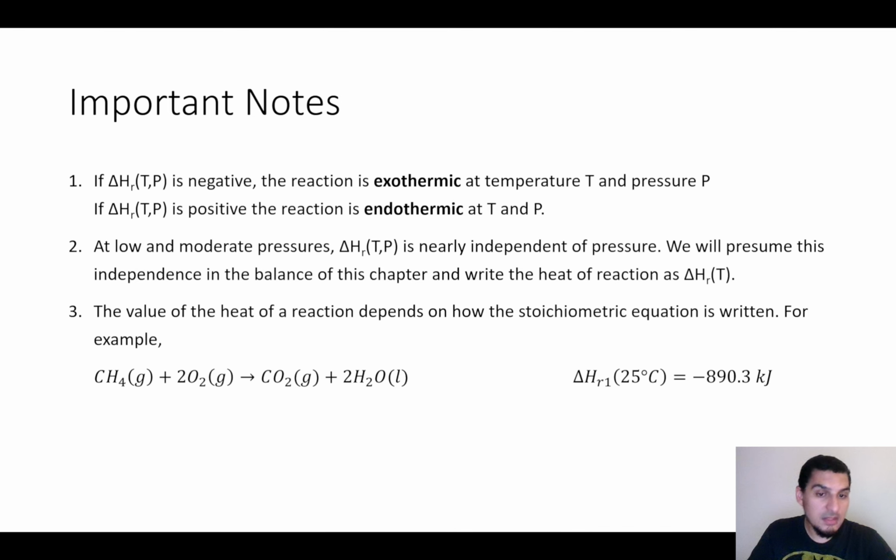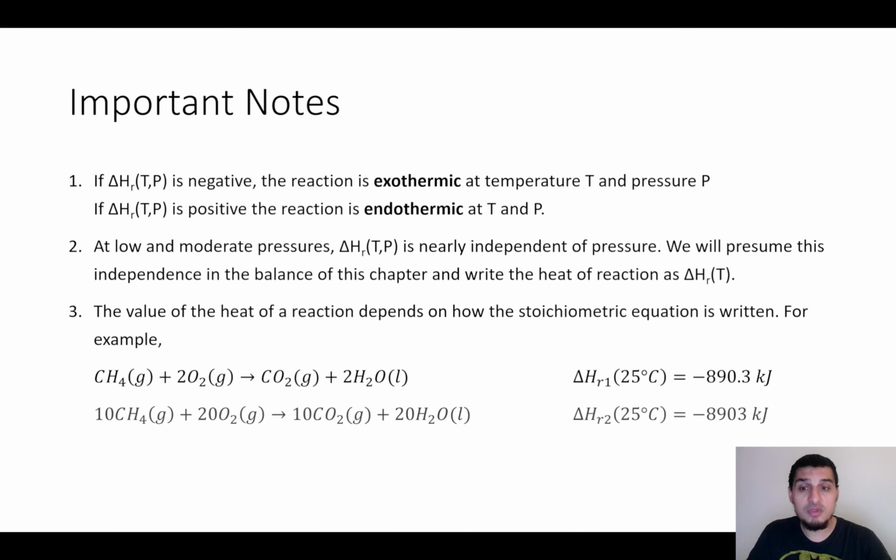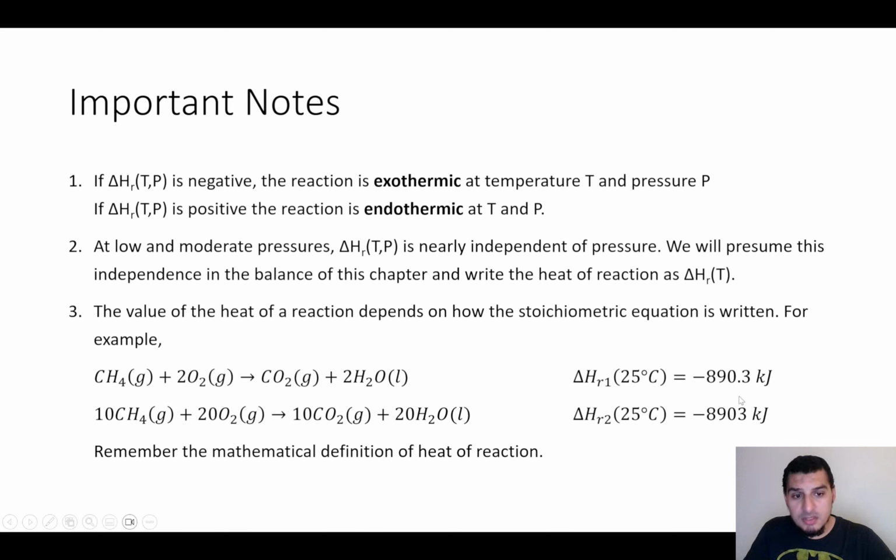So if I rewrite the equation with the same ratios but with different coefficients, as we see here, the second equation is the first multiplied by 10. This means that the heat of reaction will also be multiplied by 10. And again, recall the mathematical definition of the heat of reaction. So the value is going to be the same. Negative 890.3 over 1 mole of methane is the same as negative 8903 divided by 10. So it's the same value. As long as we multiply the equation by the same factor we multiply the heat of reaction with, then the equation is the same.